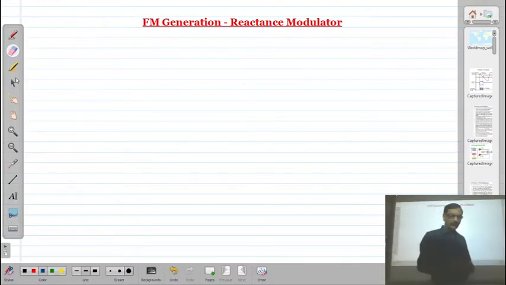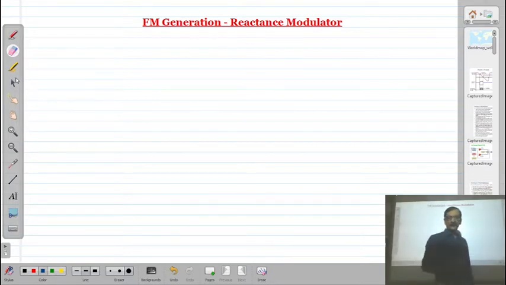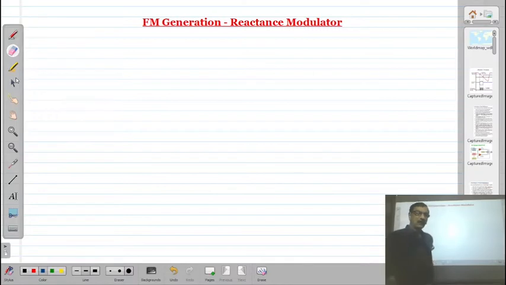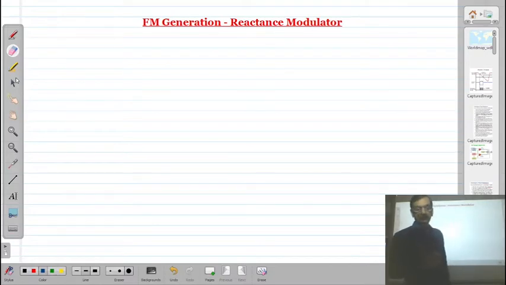Basically, to generate the frequency, we require an oscillator, and here the carrier frequency is going to be very high, so we have to use the LC oscillator. Whenever you want to change the frequency, normally we change either the value of the inductor or the value of the capacitor. Now, how can we change the value of the inductor and the capacitor as my modulating signal is changing?